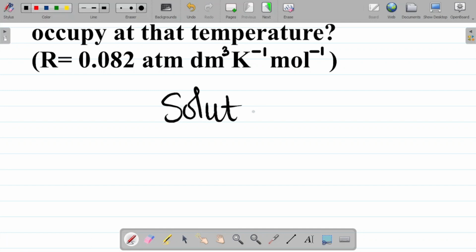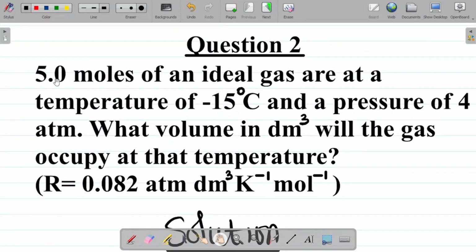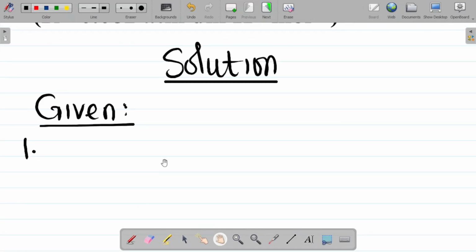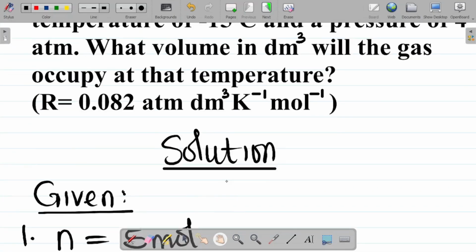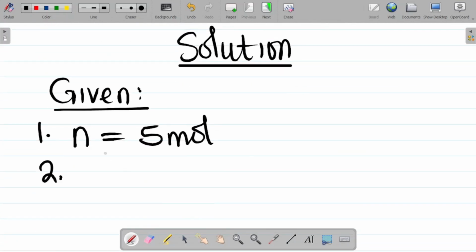So solution, our first task would be to list out the given parameters. What am I given? Given number 1, they said 5.0 moles of an ideal gas. So the number of moles n is equal to 5.0 moles. Number 2, they said the gas is at a temperature of negative 15 degrees Celsius. So I'm given temperature T as equal to negative 15 degrees Celsius.